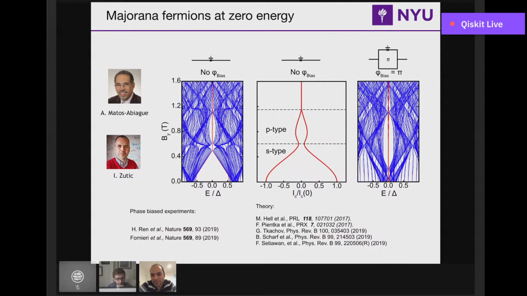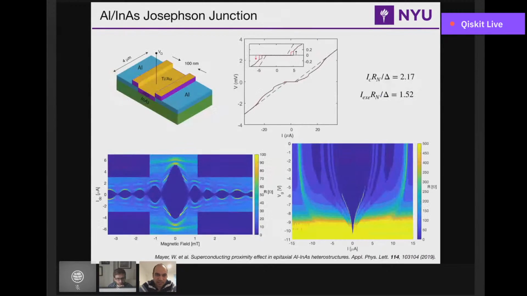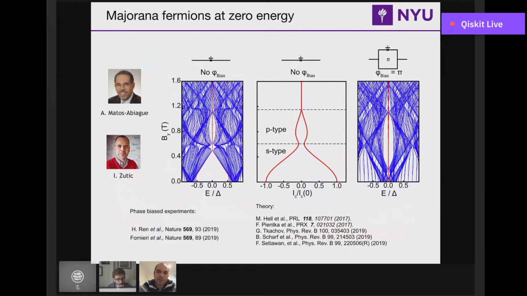So I have a Josephson junction. Did I show the dimensions here on the top left? It is 4 micron wide with 100 nanometer separation between the superconducting electrodes, so it's a pretty long junction. And if I apply my magnetic field in the plane of the 4 micron junction, according to the theory, we should stabilize Majorana fermions. With our colleagues, Alex Matos-Abiague and Igor Žutić, they have done a lot of calculations for realistic parameters that we use in the experiment.